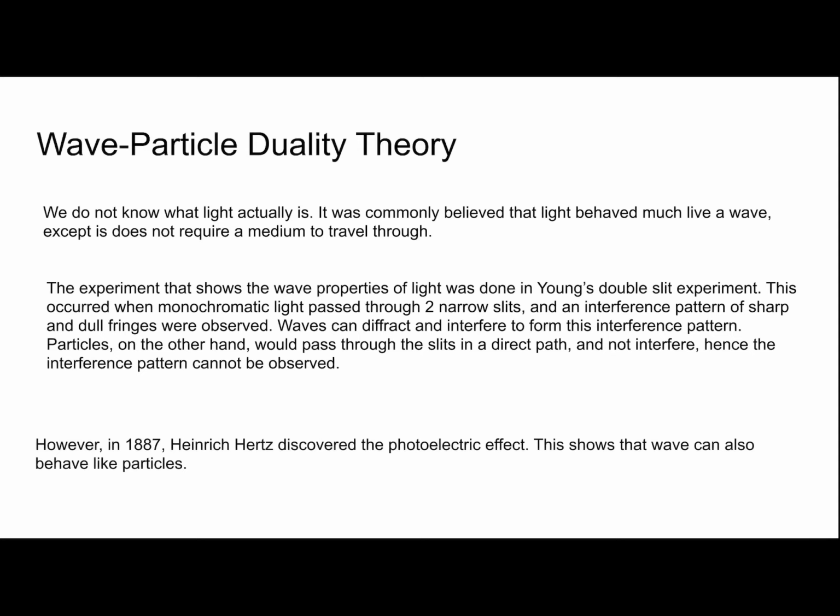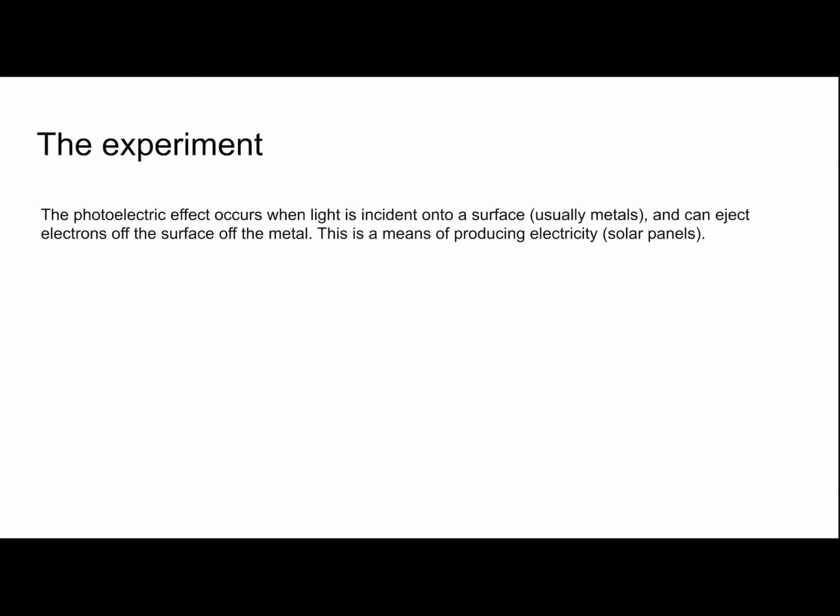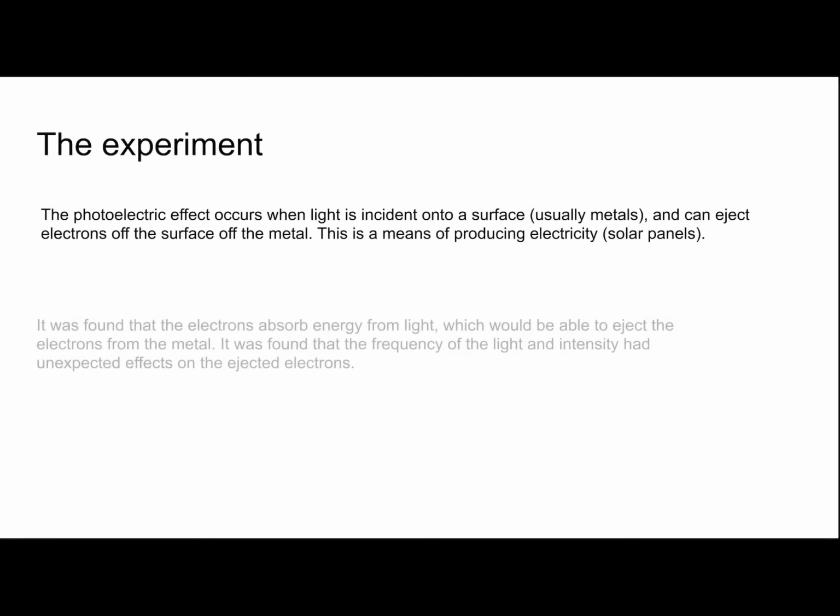Alright, the photoelectric effect occurs when light is incident onto a surface, usually a metal, and this light can eject electrons off the surface of the metal. This is a means of producing electricity, and it is used in solar panels. It was found that electrons absorb energy from the light, more specifically from the photons, which is able to eject the electrons off the metal. The frequency and the intensity of the light had unexpected effects on the ejected electrons.